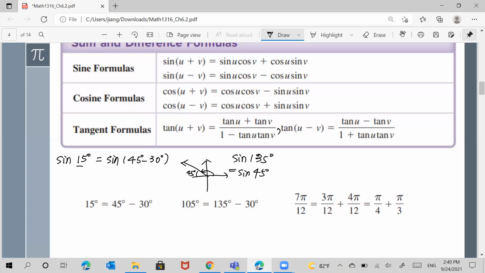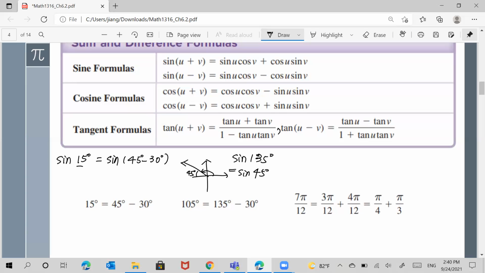So if I have 105 degrees, we can use 135 minus 30 degrees. Computing the sine, cosine, and tangent of 135 is easy for us because we have learned the reference angle.